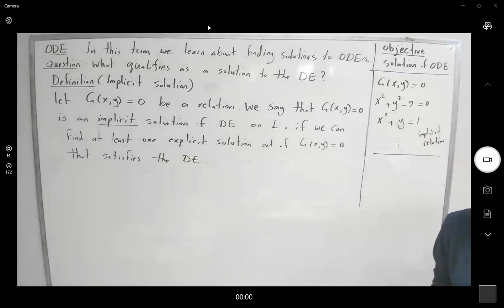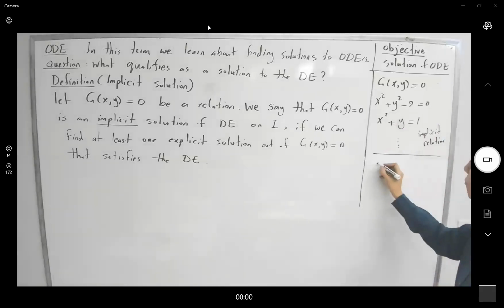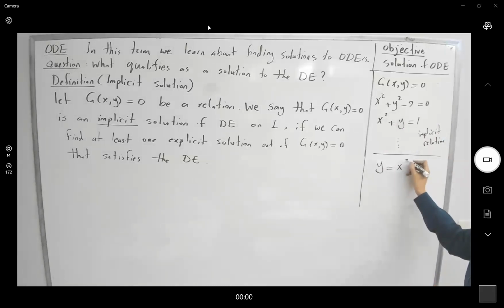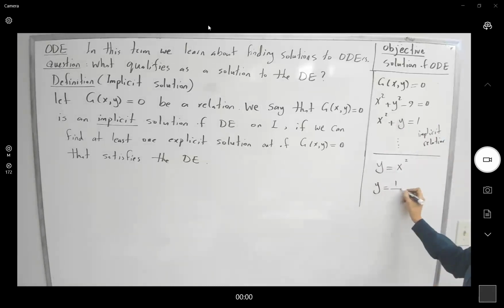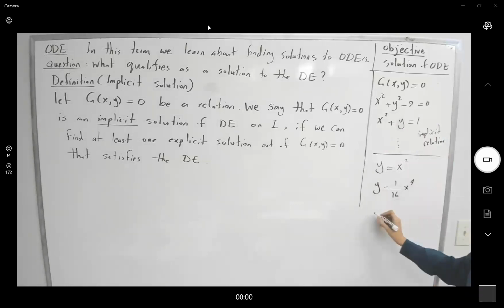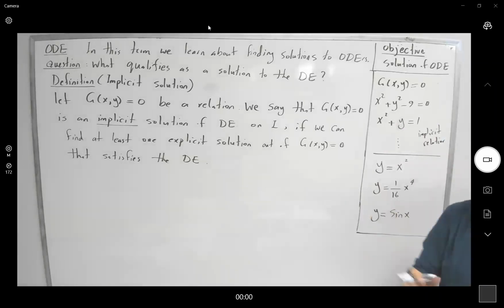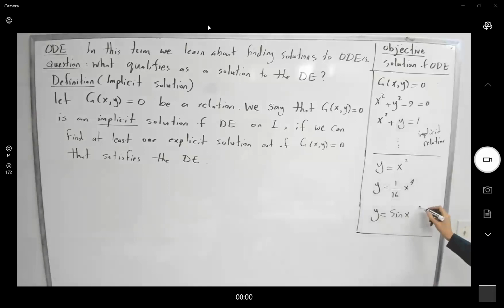you have y equals to, for example, x squared. You have y equals to 1 over 16 x to the 4. You have y equals to sine of x. Y explicitly isolated on one side. These are explicit.